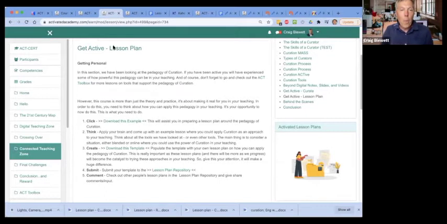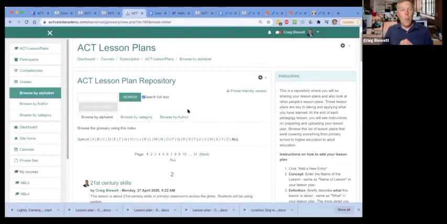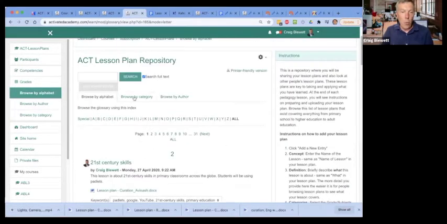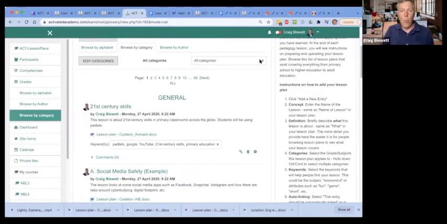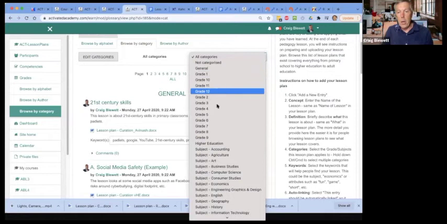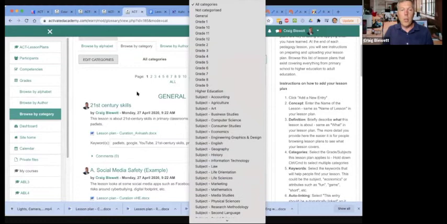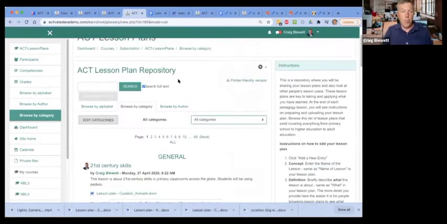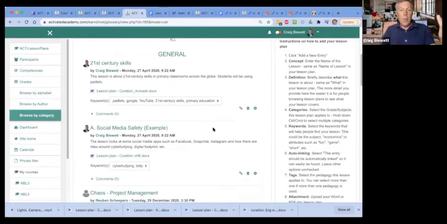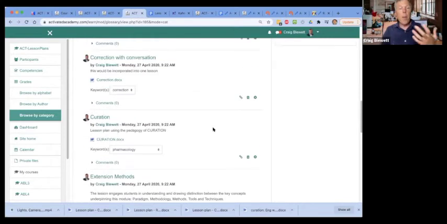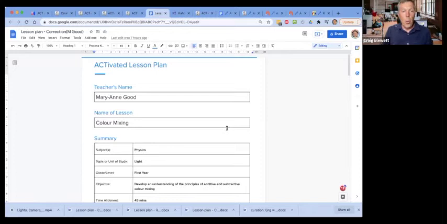But what's really cool is there's what's called the lesson plan repository. In the lesson plan repository, there are hundreds of lesson plans already. You can browse other people's lesson plans to see what they have. There are a variety of ways of doing this. You can search by grade, and this goes from grade 1, and it's also got higher education. You can search by subjects, or you can just type in a search term over here and find a lesson plan to do with something. There are hundreds and hundreds of lesson plans that people have already built, and these give you a great idea of what is possible. So I've just opened one already.